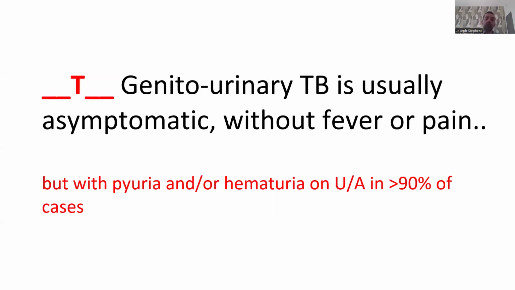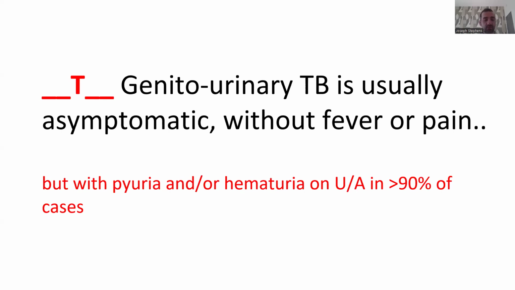All right, true or false? GUTB is usually asymptomatic without fever or pain. This is true, but people can have pyuria and/or hematuria on urinalyses in over 90% of cases. So that means that a normal UA is pretty good at arguing against GUTB.